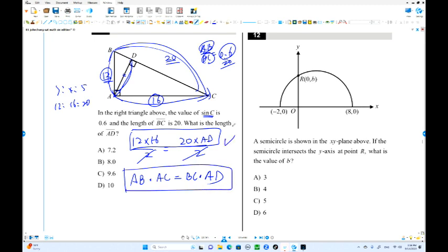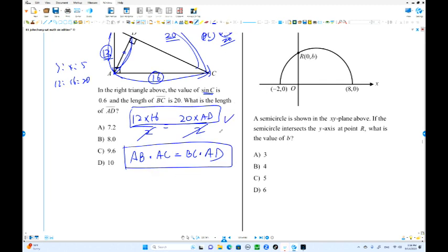Or you can use this one too. So 12 times 16 equals 20 times AD. What is the value of AD? 12 times 16 divided by 20. 12 times 16 is 192, right? Over 20 equals 9.6. That is the answer, okay?